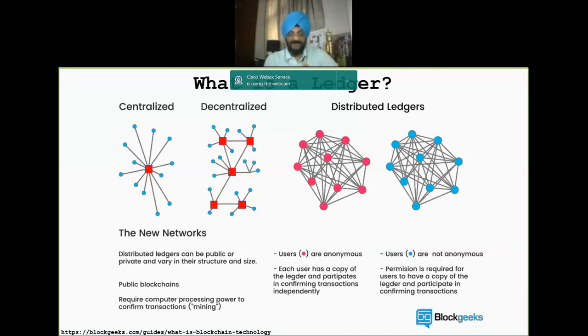There are public ledgers, there are private ledgers, right? And there are hybrid ledgers, okay, or hybrid nodes. The private is purely within your organization, and public is open to all, and it can be in any part of the world.